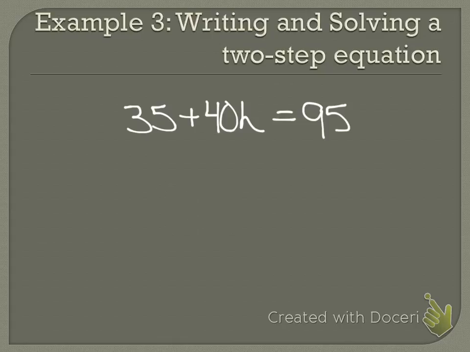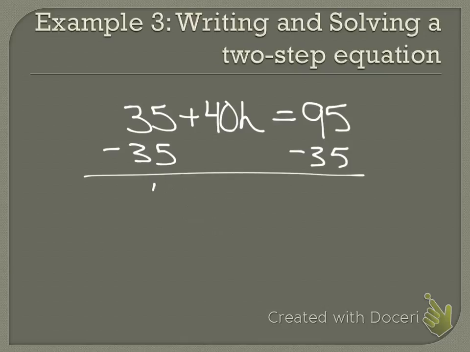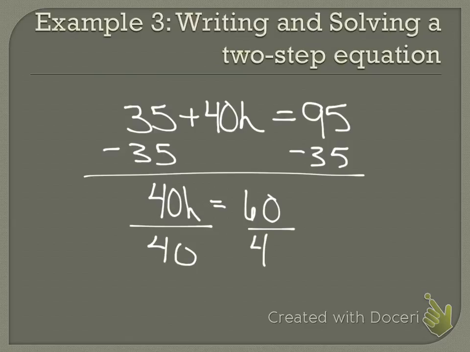35. Yeah, subtract 35 from both sides because that number is not connected to the variable. Now I have 40h equals 60. What do I do to both sides? Divide by 40. So using your calculators, what would that be? 1.5 hours. All right, so what does this mean?